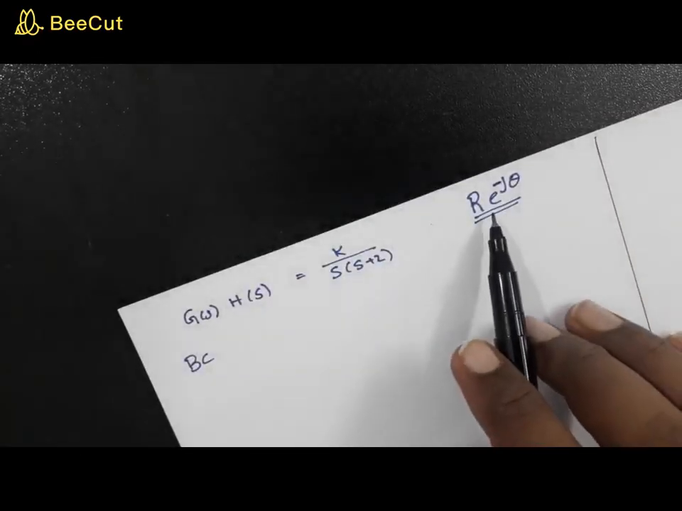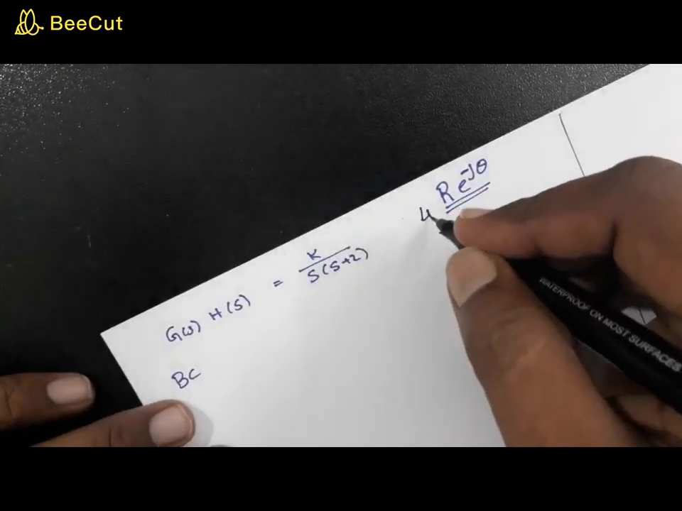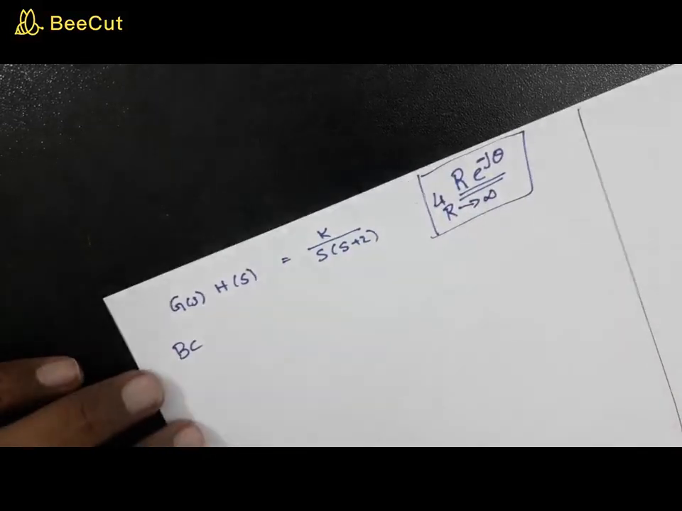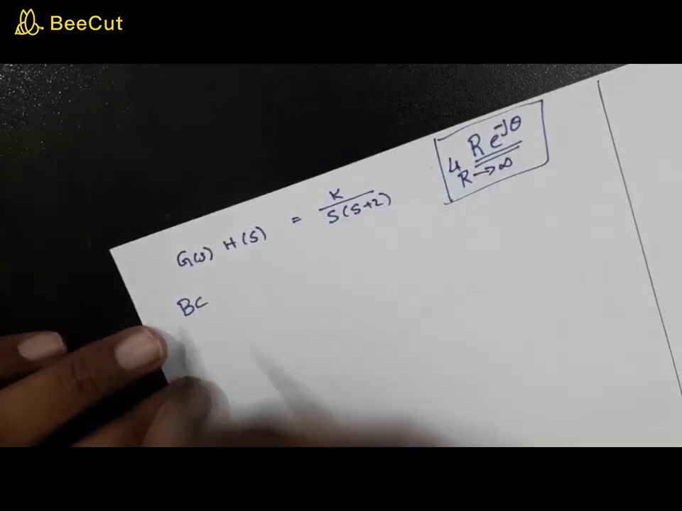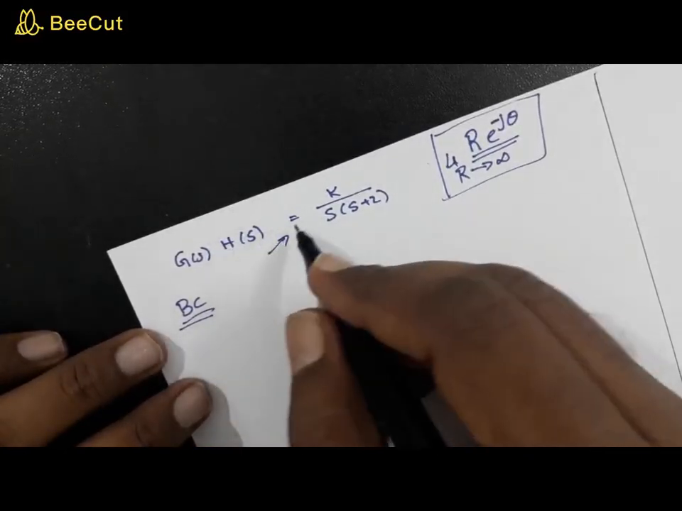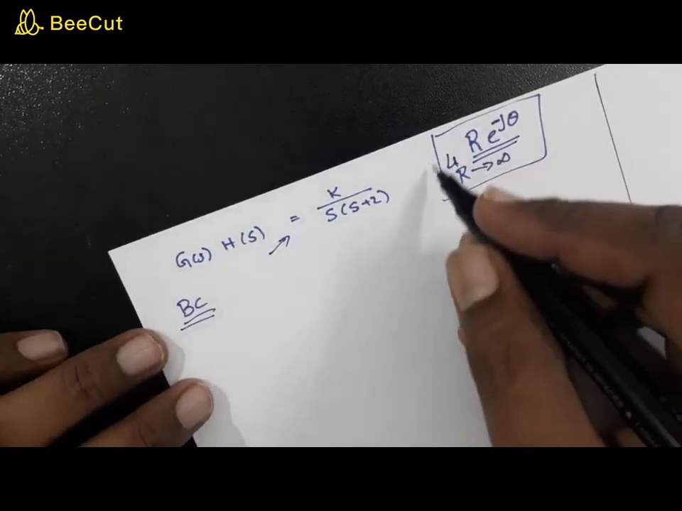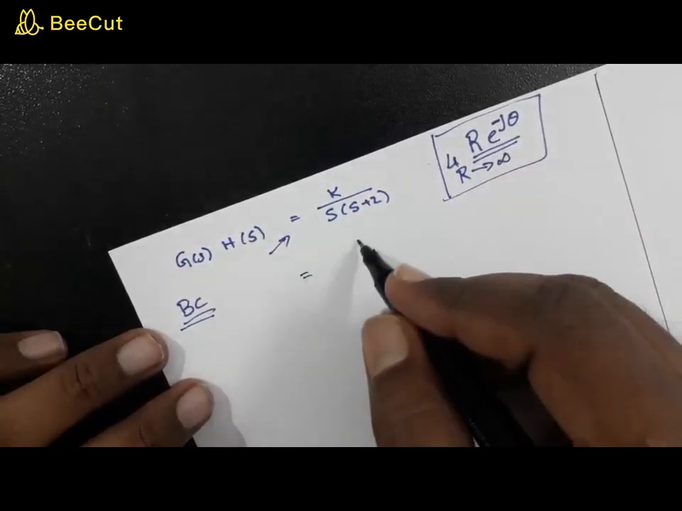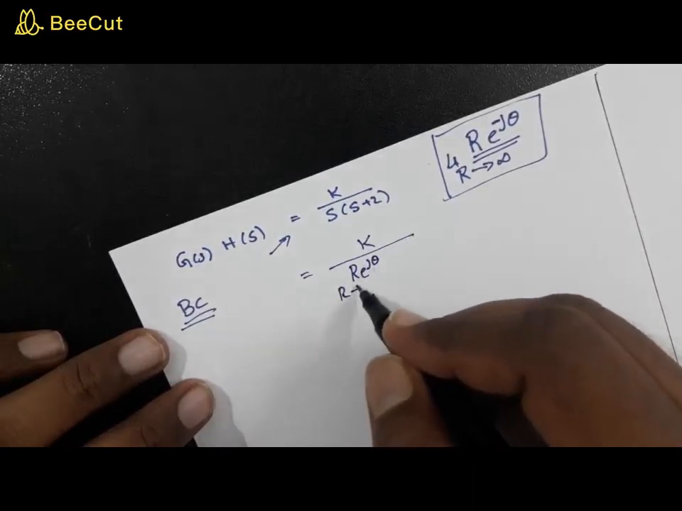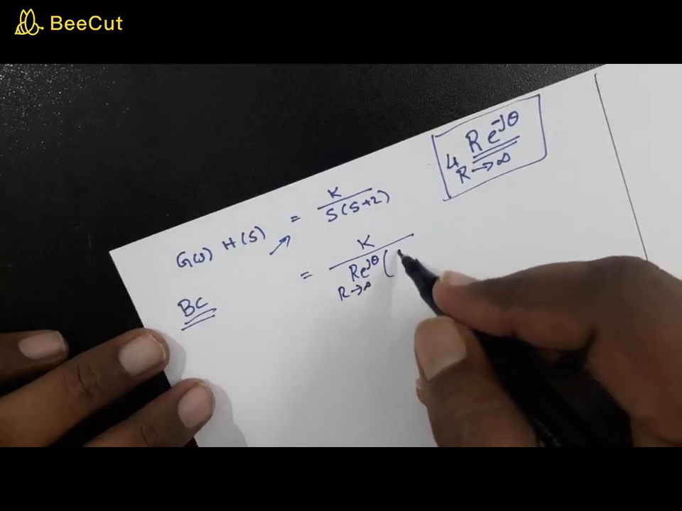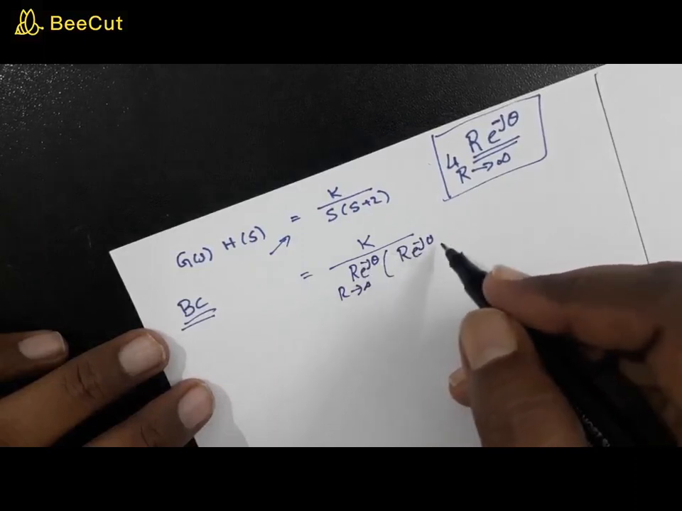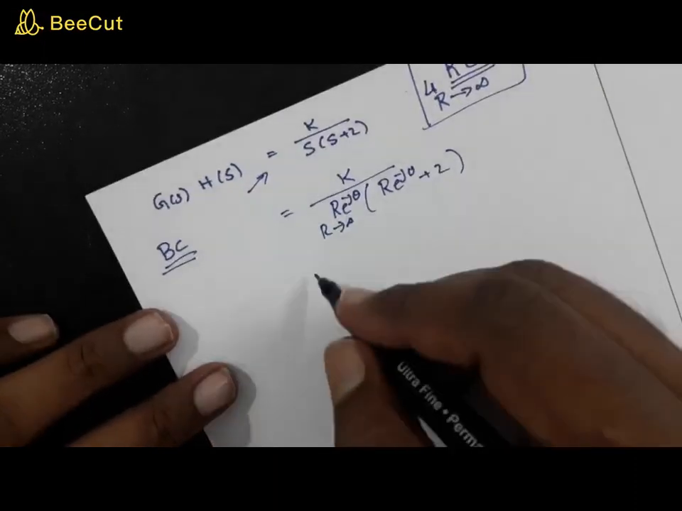Now this is r e raised to minus j theta, and you can define the circle as r tending to infinity. So this is actually a definition of that big circle. While mapping this, you can use the basic equation which you got from your question. That is, put s is equal to this thing. So when you put that, k by r into e raised to j theta, r tends to infinity, into r e raised to minus j theta plus 2.